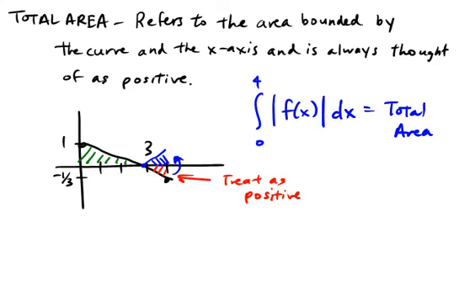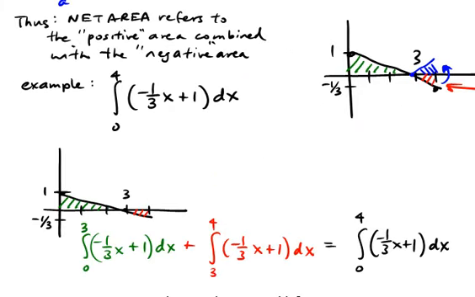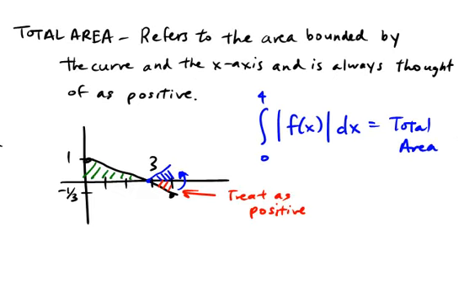In conclusion, the difference between net area and total area is as follows. Net area is simply the integral itself, which is the combination of a positive quantity that represents the area below the curve when the curve is positive or above the x-axis, and a negative quantity that occurs when the graph is below the x-axis. Total area is always thought of as a positive. So the parts that are below the x-axis are reflected about the x-axis and thought of as positive area, which algebraically has the same effect as making the function absolute value.